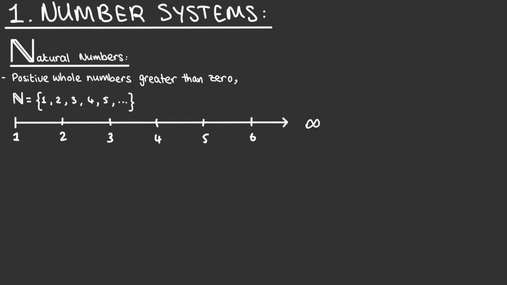Number lines are very effective at representing different sets of numbers. You can see here that this number line represents all of the natural numbers from 1 to infinity. Now, the reason that I said 1 to infinity and not 1 to 6 is because the arrow at the end of the number line stretches all the way out to infinity. You might notice when taking a look at this number line that non-whole numbers are not plotted. For example, 1.5 is not plotted on this number line. That is because decimals are not elements of the set of natural numbers.